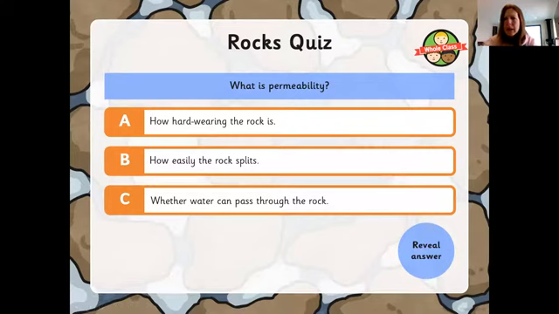So permeability, I said at the start, as you saw, that was the title of this PowerPoint today. Some of you might remember that word permeability from work that we did on rock before. And that's what we're going to be looking at with our soils today.